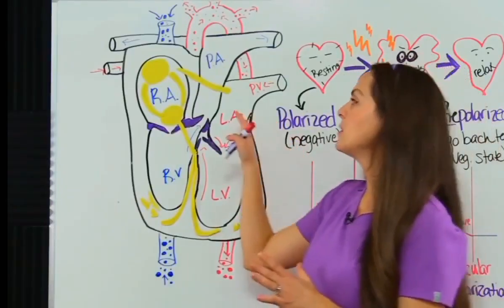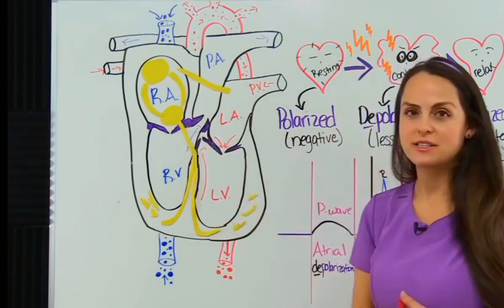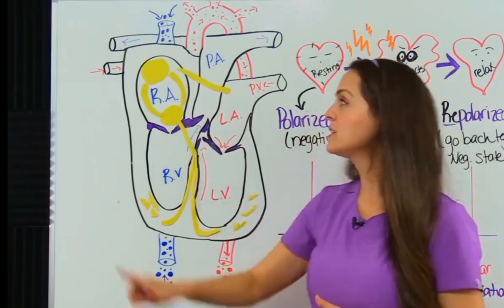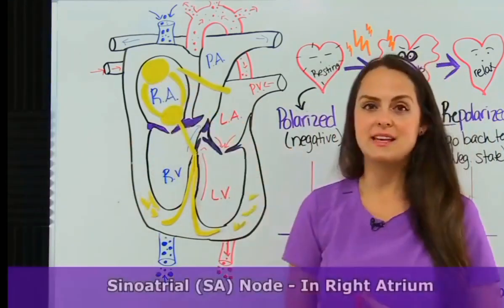So now let's look at the specific parts of the electrical conduction system. Normally, everything should start here in the SA node.